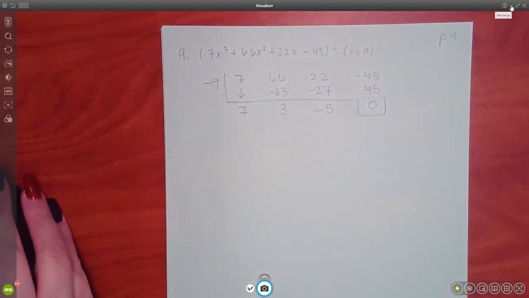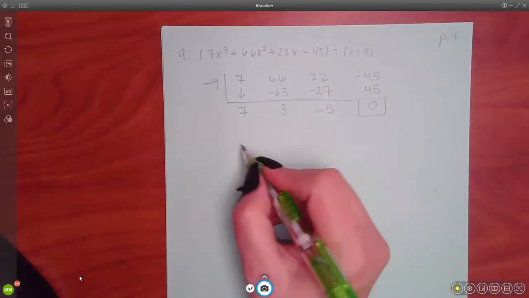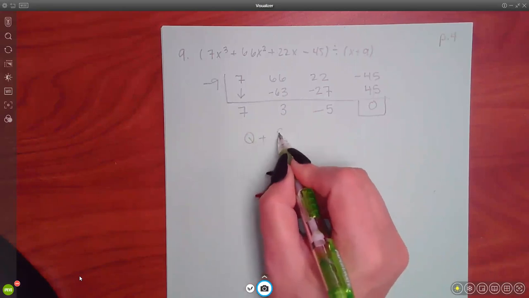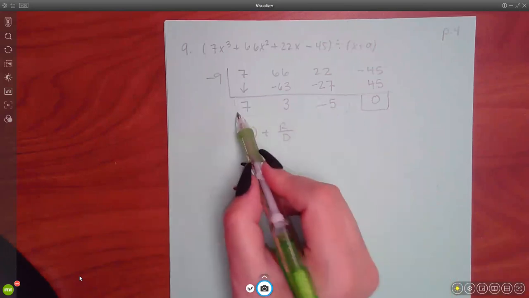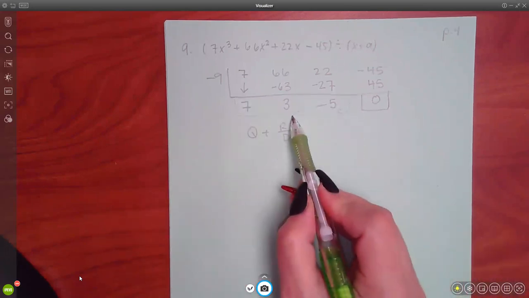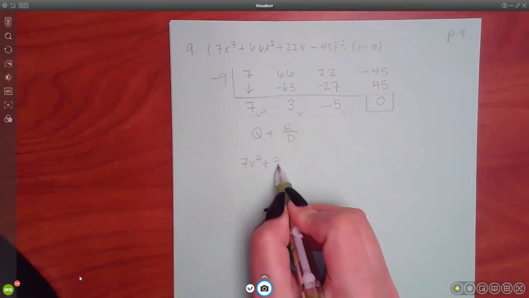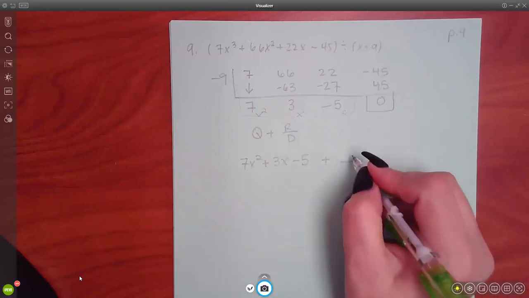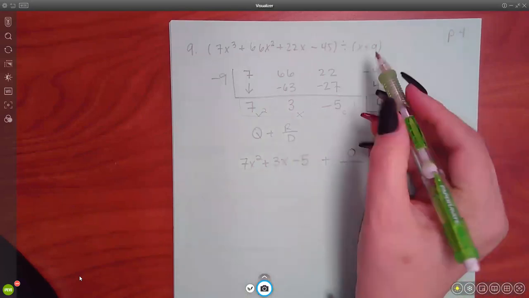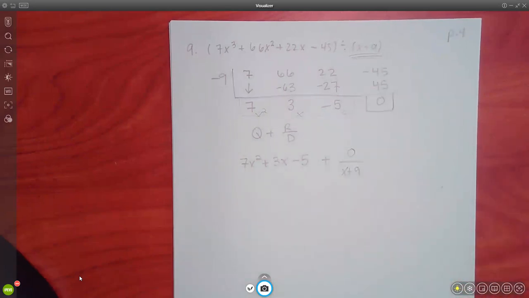But what does it want my answer in? In the computer, you have multiple choices. It doesn't tell me how it wants my answer. So I'm going to assume that it wants me to write it like this. The quotient plus the remainder over the divisor. Okay. So this is my quotient and I have to write it, but this is my constant, my x's and my x squareds. So I have 7x squared, positive 3x and negative 5 as my quotient. My remainder is right here, this is 0. My divisor is the function I was dividing by, which is actually x plus 9, right? Not just the negative 9.